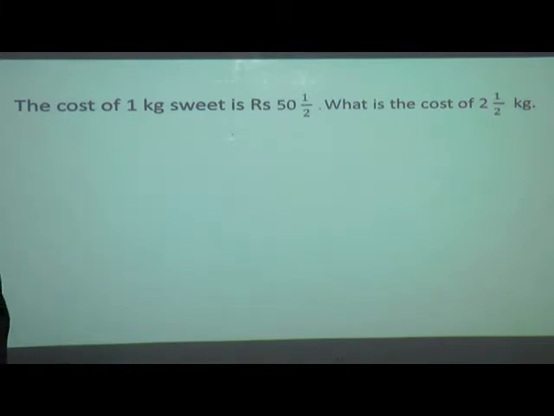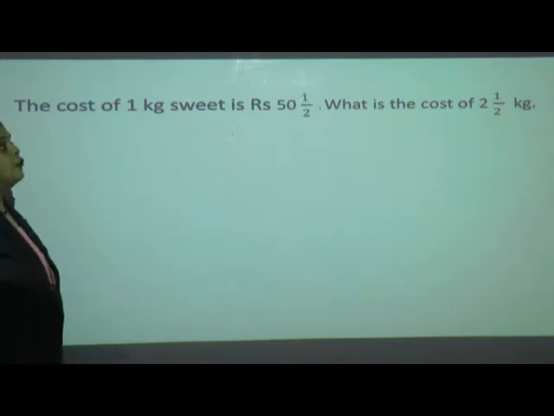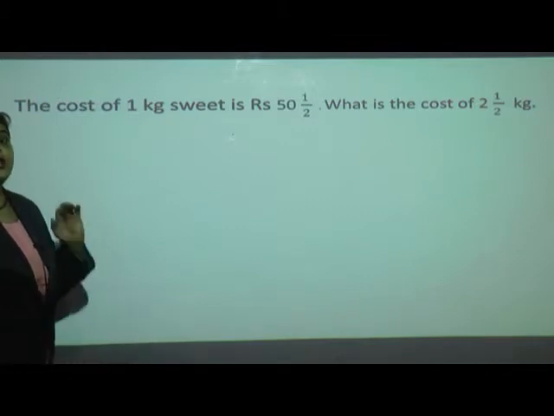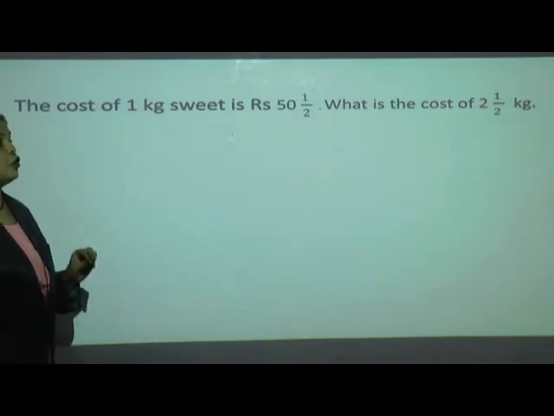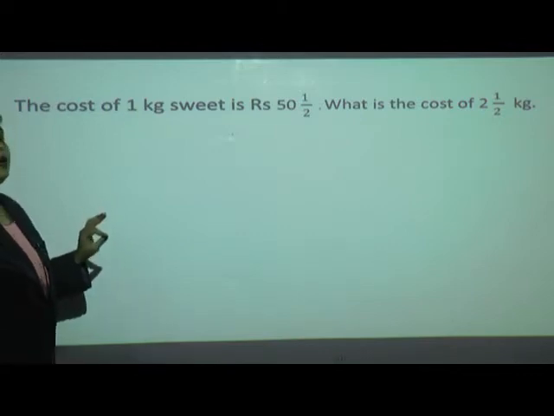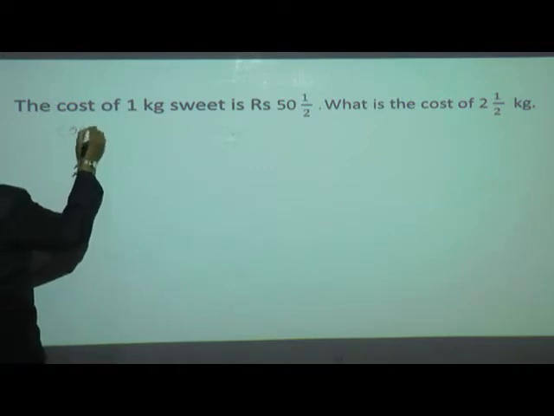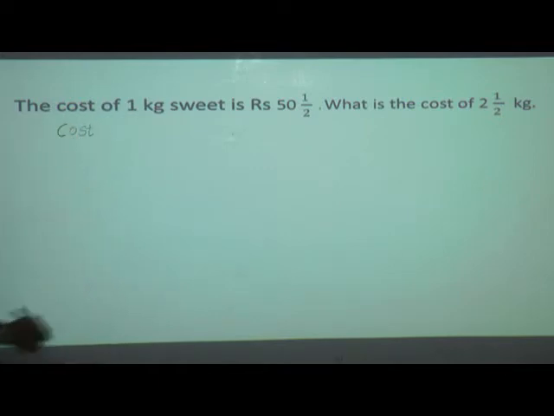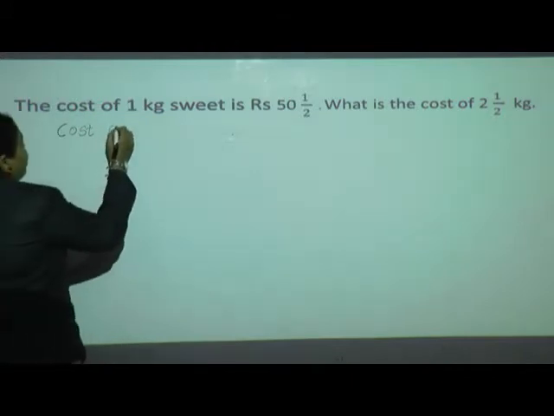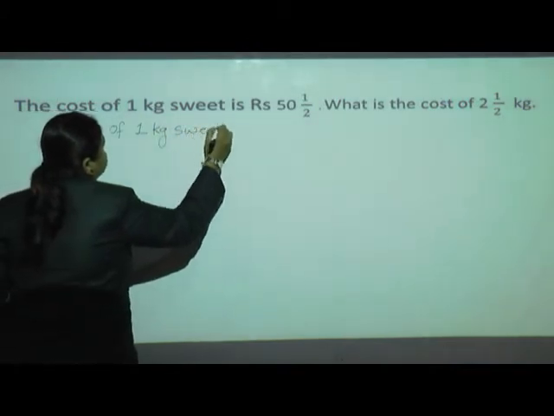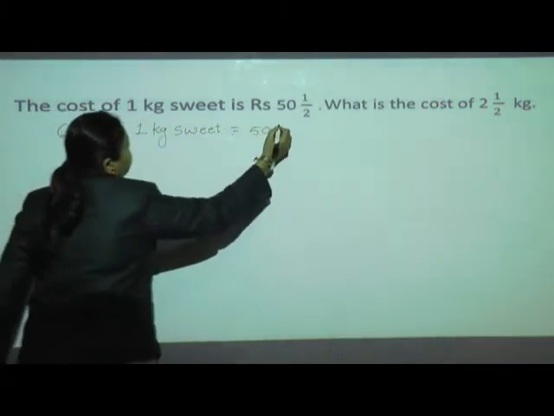Here the cost of 1 kg of sweet is rupees 50.50, or we can say 50 rupees 1 and half, 50 whole 1 and half. What is the cost of 2 kg? If we know the cost of one thing, you can multiply and find the cost of many things. Here the operation will be multiplication. So what will we write? The cost of 1 kg of sweet is equal to how much?